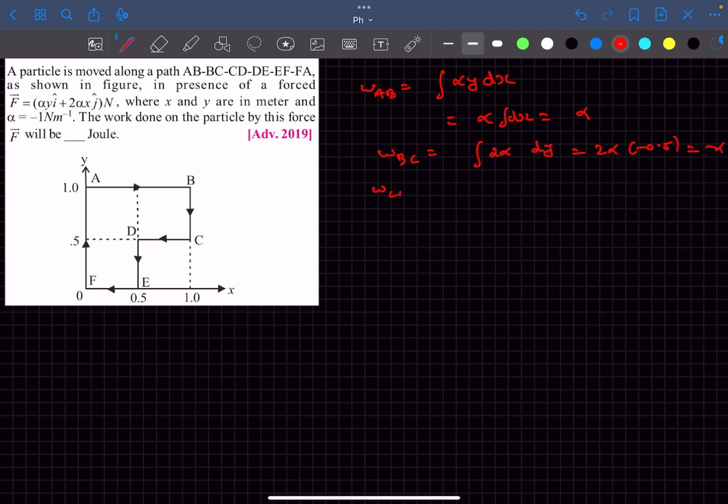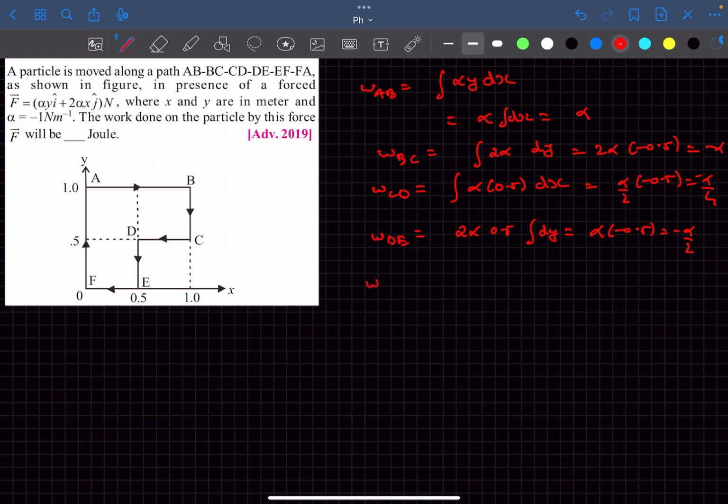Now the work done along path CD will be alpha y dx, and the y value is 0.5. So this comes out to be, now integral dx will be, final limit is 0.5, initial limit is 1, so this will be minus 0.5, and this comes out to be minus alpha by 4. Now the work done along path DE will be 2 alpha x, and x will be 0.5 in this case, times integral dy. So this comes out to be alpha multiplied by the limits of dy, which is 0 minus 0.5, which is minus 0.5, so minus alpha by 2.